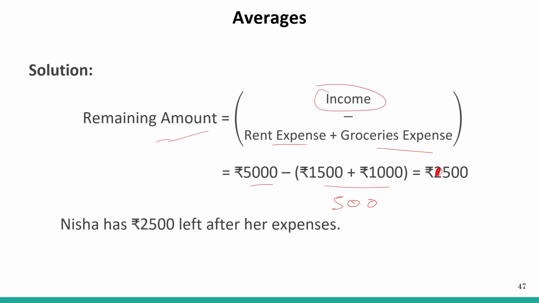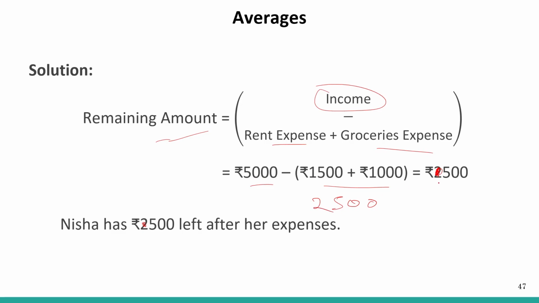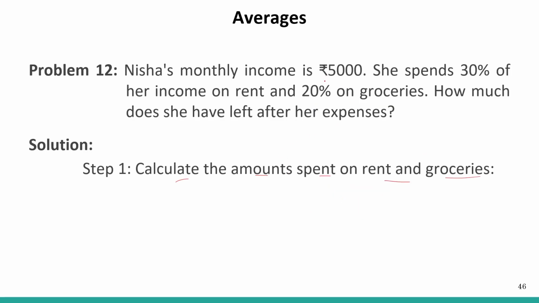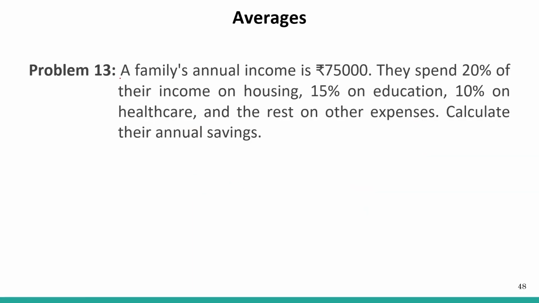Okay. So Nisha has, okay, this is 2500, right? 2500 remaining. Her monthly income is 5000 and 50% is spent on monthly expenditure. So the remaining amount will be 2500 after all her expenses. So let's see problem number 13.